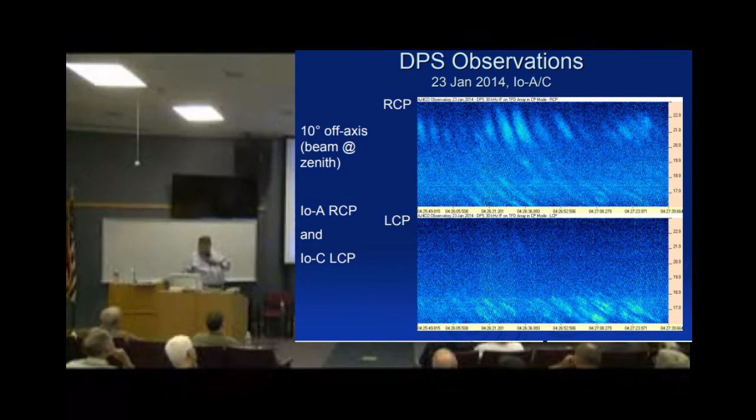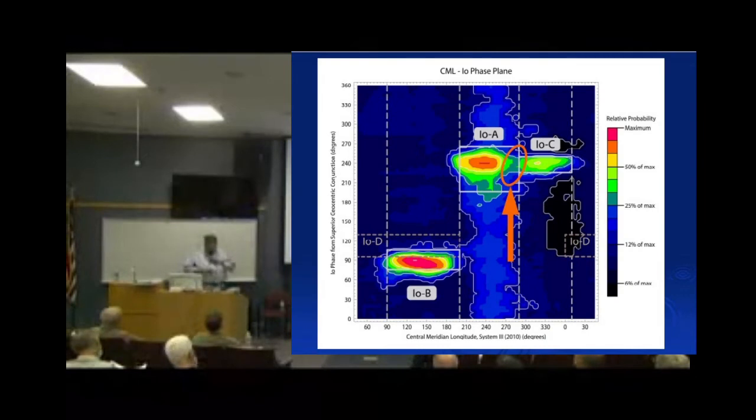And the rest are just some really neat reasons for a DPS. Here's some IOAC, and yep, there it is. There's the slide I wanted. Right there between IOA and IOC, a lot of times you get emission at the same time from both sources. But how do you know which one came from the IOA source in the northern hemisphere and which one came from the southern hemisphere, the IOC source? Polarization. And there you go.